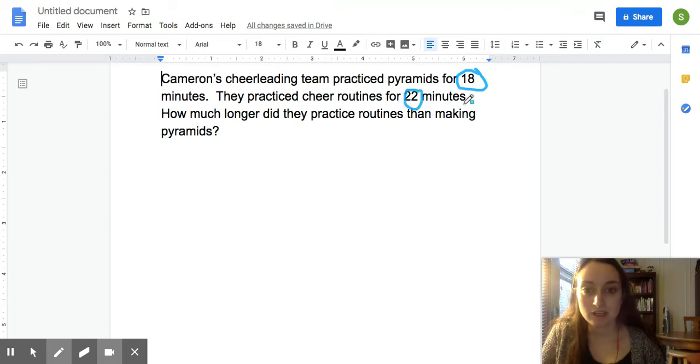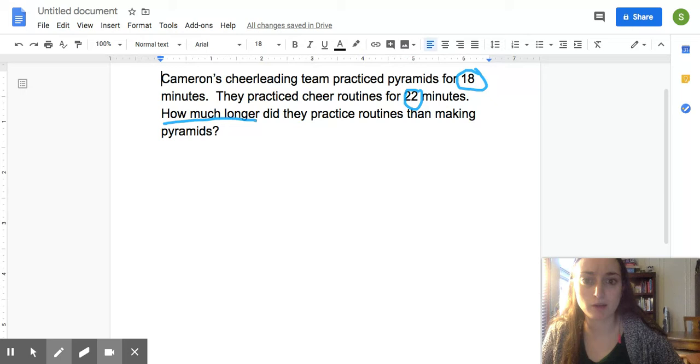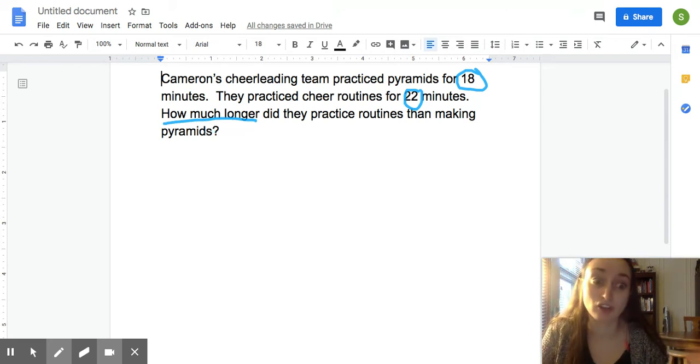Okay. So the question they're asking us, I'm going to underline the words that help me figure this question out. It says, how much longer did they practice routines? So I'm going to underline the how much longer because those words help me figure out how to solve this problem. So let's see. They practice routines and making pyramids. So we need to know our number of minutes for routines and our number of minutes for pyramids in order to figure out how much longer they practice the routines, right?